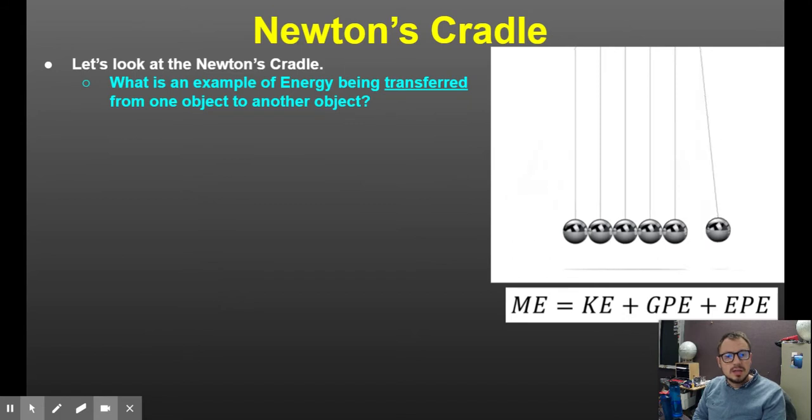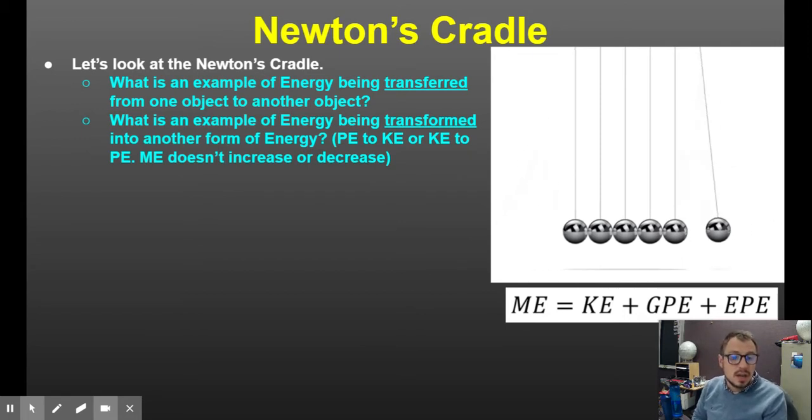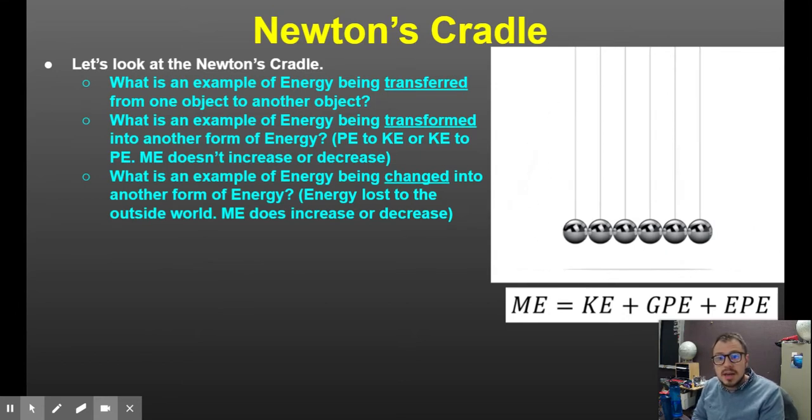As a Newton's cradle is going, energy is being transferred across it, so I'm going from object to object. Now, energy is being transformed as those ball bearings are falling down. It's going from gravitational potential energy to kinetic energy, but the mechanical energy remains the same, right? Same thing as when the ball is going up, because it's going from kinetic to gravitational, but my mechanical energy remains the same. Now, energy being changed.